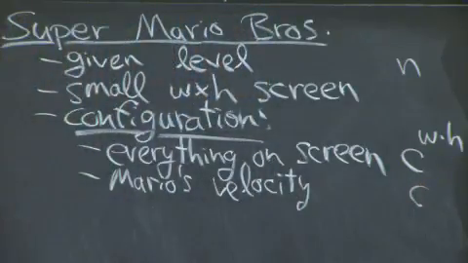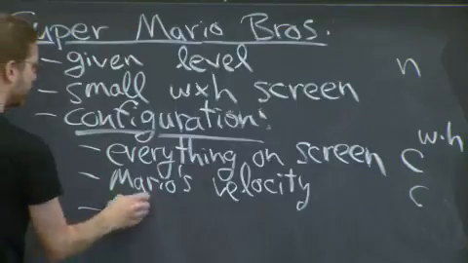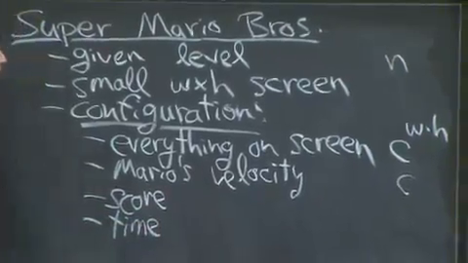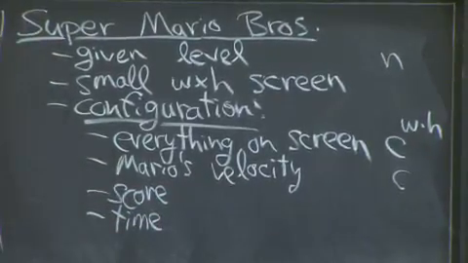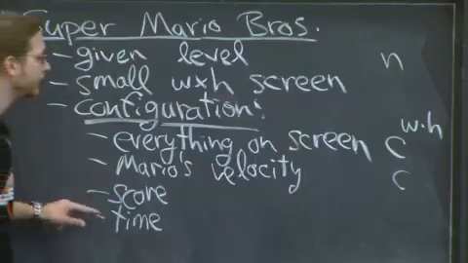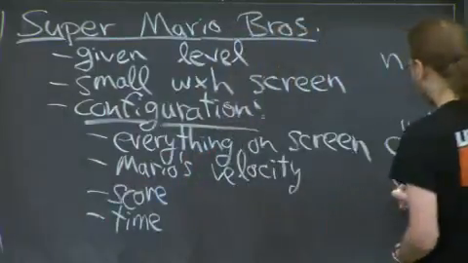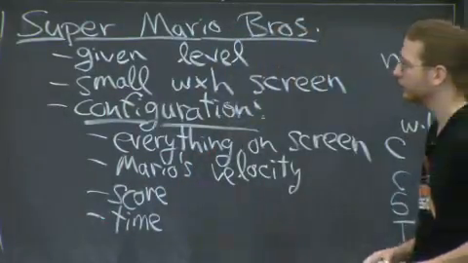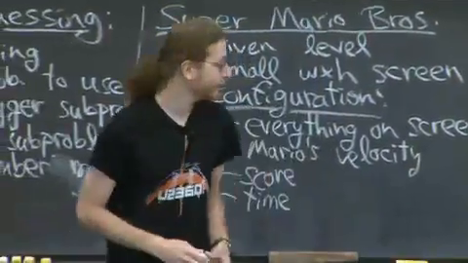What else? You want to remember the score, if you want to maximize score. And let's say you also want to know how much time is left. There's a time counter. If it hits 0, you die. Now, these are kind of annoying because they're integers. They could be kind of large. So I'm going to say the score could be capital S big, and time could be capital T big. So this will be a pseudo-polynomial algorithm.